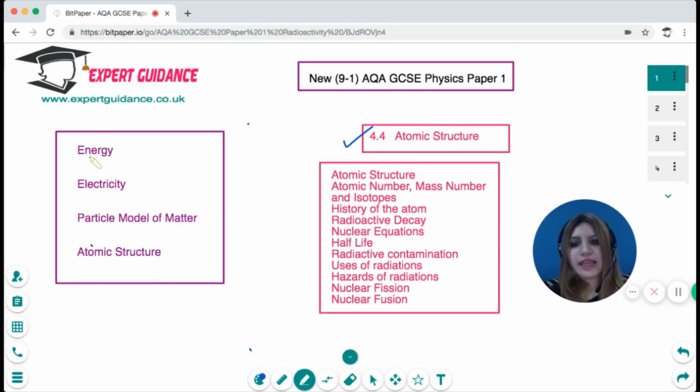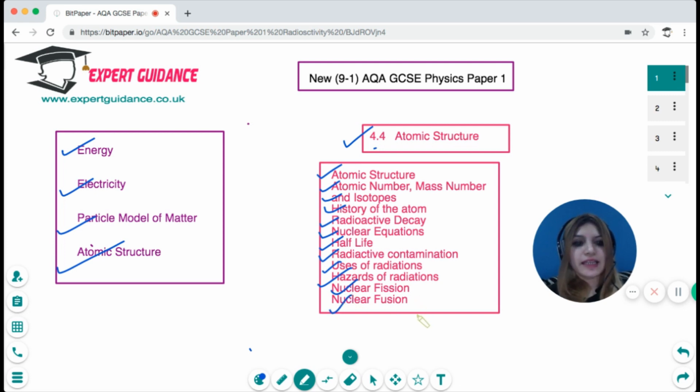Just to remind you that for your paper 1 you need to cover the topics of energy, electricity, particle model of matter and atomic structure, and this video will be focusing on the last topic, which is atomic structure. Now in this video we'll be looking over the atomic number and the mass number, the isotopes, the history of the atom, the radioactive decay, nuclear equations, half-life, radioactive contamination, uses of radiation, hazards of radiations, nuclear fission and fusion.